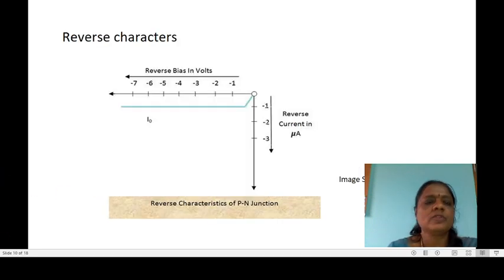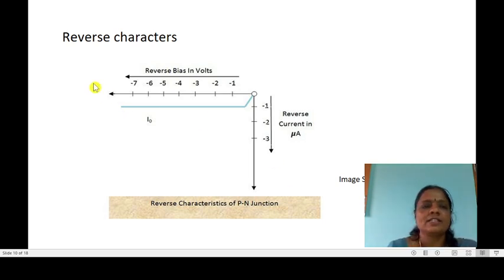Now let us move to the reverse characteristics. I already told you, the negative of the diode is connected to the positive of the battery and the positive of the diode is connected to the negative of the battery, then it is called the reverse characteristics. If you are unable to remember the circuit, please see my part 1 video, in which I have explained what we mean by forward bias and reverse bias.